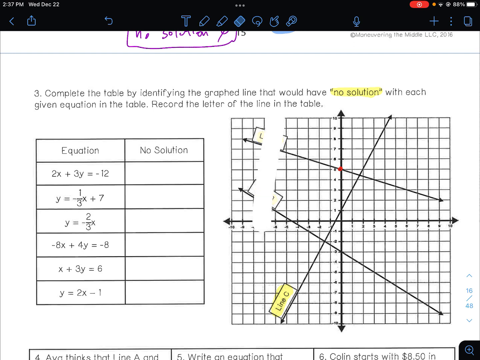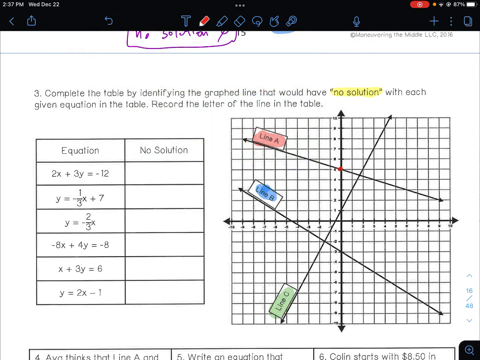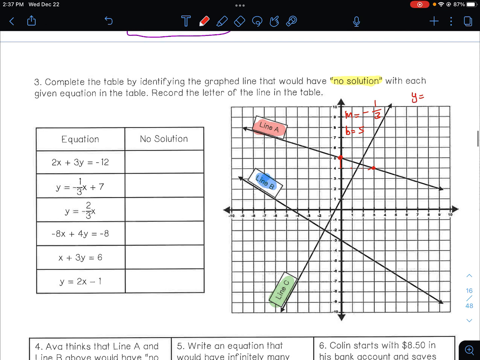I'll do this in red. Let's choose my color. Line A is going to be red. Line B is going to be blue, and line C is going to be green, I suppose. There we go. So line A, starting point of 5. So b is 5. Let's see, where is that? There we go. Rise, negative 1, run 3. So my slope is negative 1 over 3. So line A is y equals negative 1 over 3x plus 5.